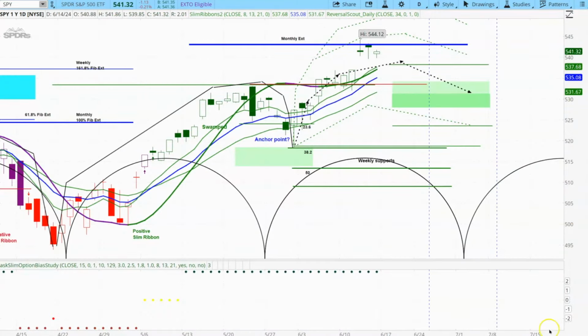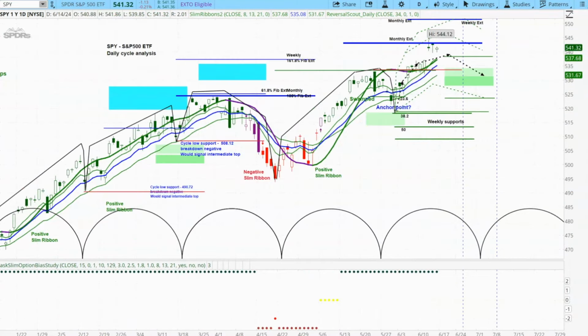This is the daily. Now you can see the beautiful rhythms in here. I mean, just brilliant how these cycle patterns resolve themselves. And this was a very positive period where you have a positive slim ribbon, positive slim ribbon, positive slim ribbon ended right over here. Also, the reversal scout in here was positive the whole way up and then turned down. The reversal scout is more sensitive, so that will give you the first signal. And then we went into this corrective phase.